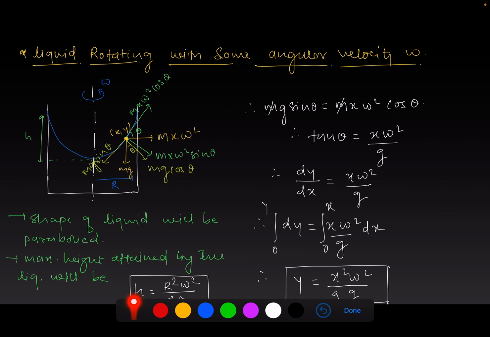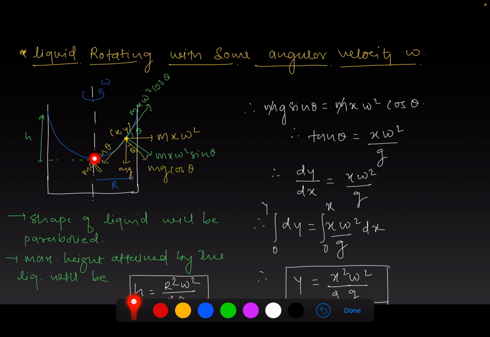After solving this, we get tan theta equals x omega square by g, and tan theta is nothing but the slope of this curve. This angle is theta, and we know that the slope is dy by dx. So instead of tan theta, I have written dy by dx, which is equal to x omega square by g. So dy will be equal to x omega square by g times dx. Now we have to integrate. Now how can we put the limits here?